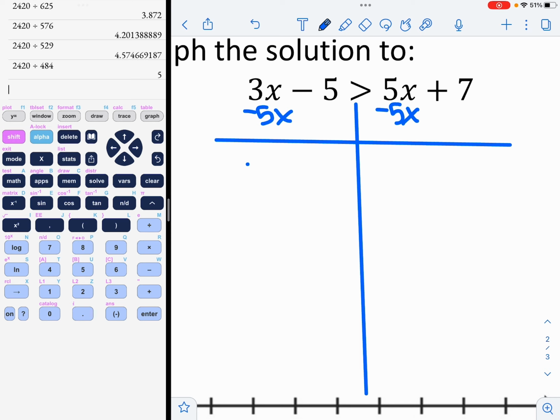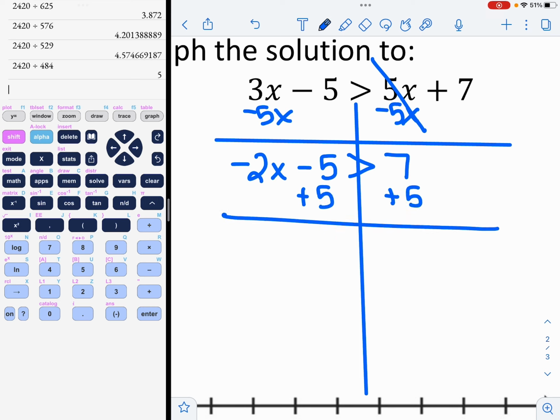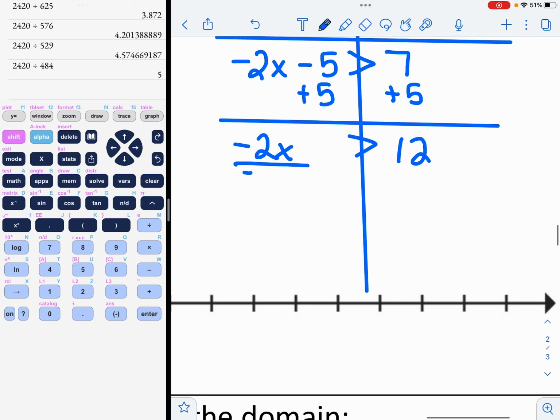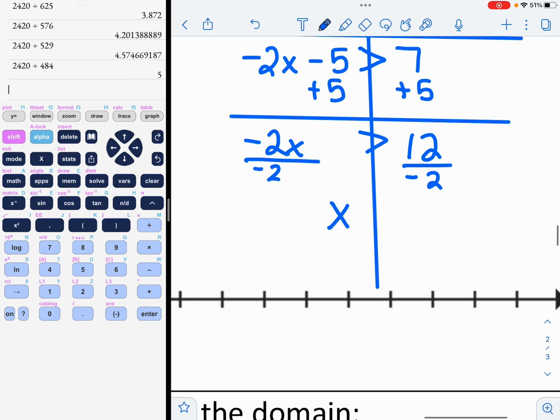So negative 2x minus 3 is greater than 7. Then we're going to add 5 to each side. Move the constant to the right. So negative 2x is greater than 12. Okay, then divide by negative 2. That is correct. So then x is less than negative 6.